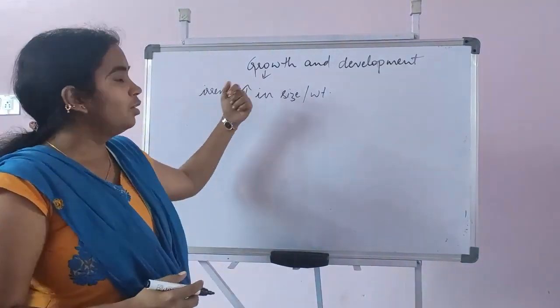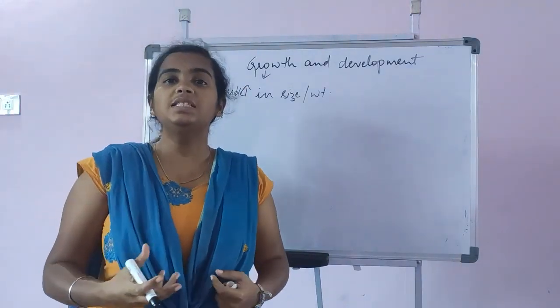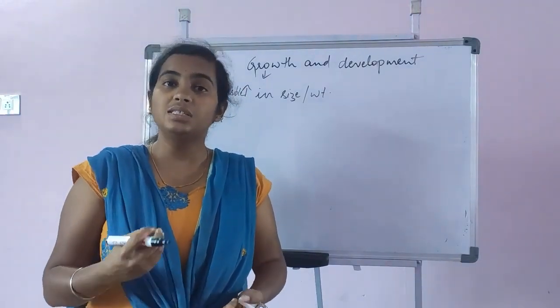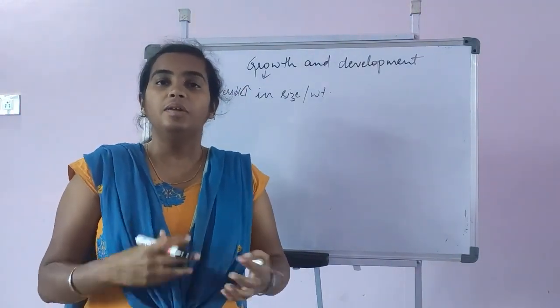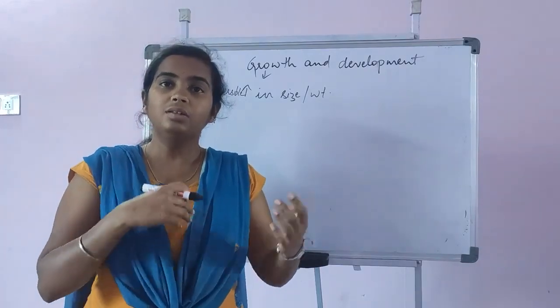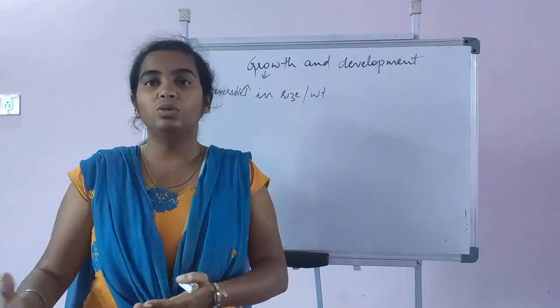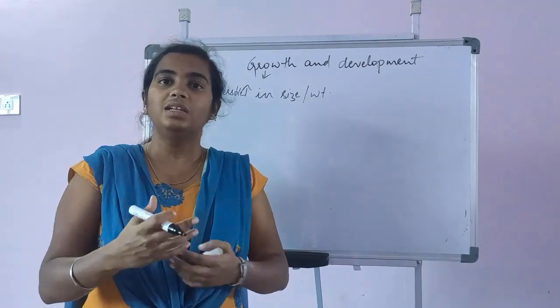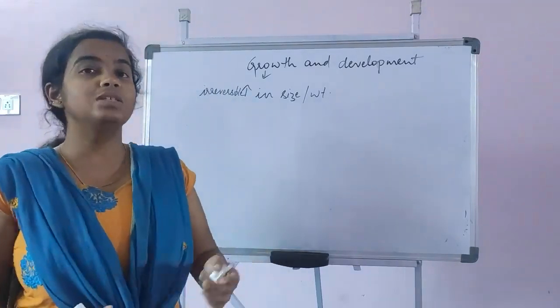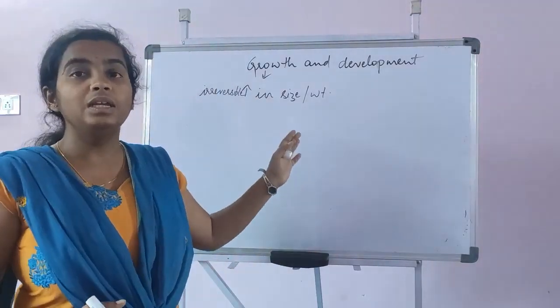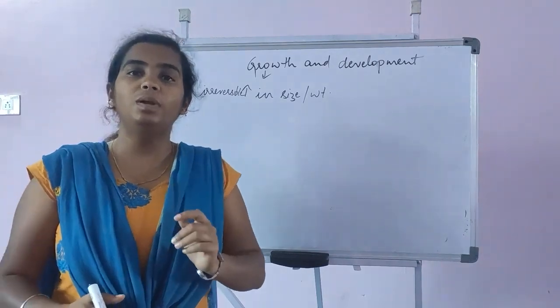So first is, what is growth? Growth is irreversible increase in size or the weight of the plant. We cannot revert back the time to go back to the earlier stage. That is irreversible. So growth is an irreversible increase in size or the weight of the plant.